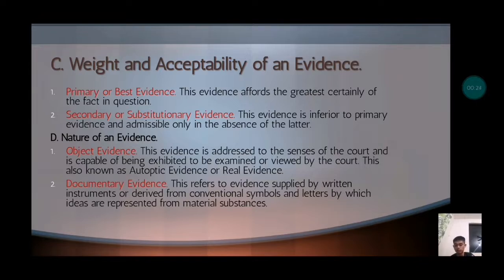Number two is documentary evidence. This refers to evidence supplied by written instrument or derived from conventional symbols and letters by which ideas are represented for material substances.